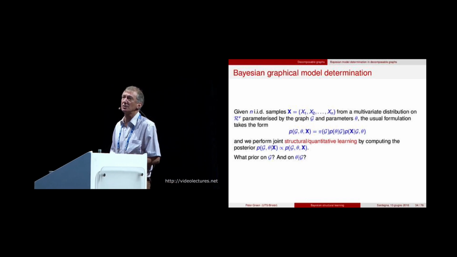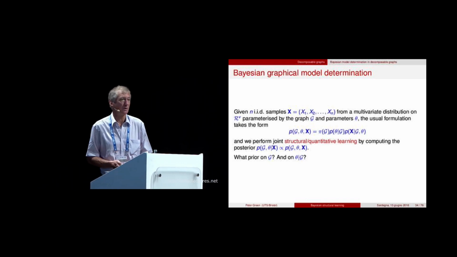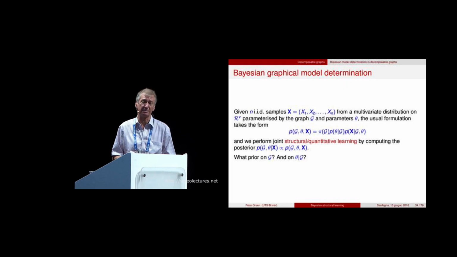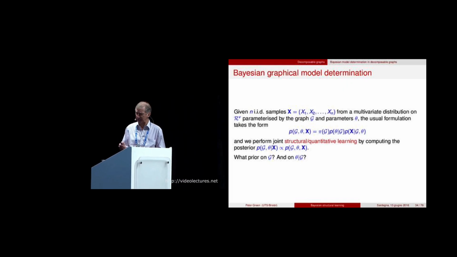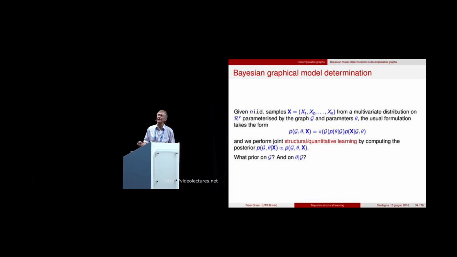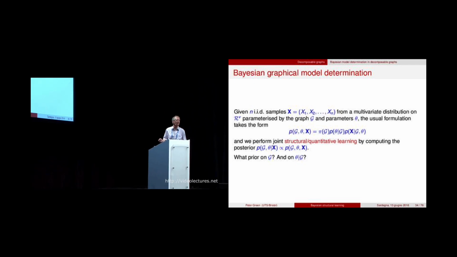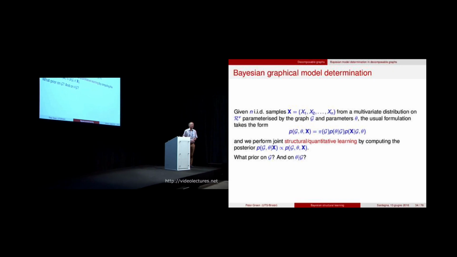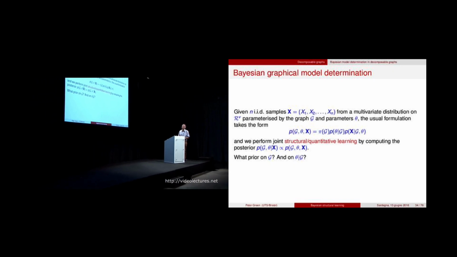And of course, we then have issues about our choice of prior for the graph and our choice of parameter priors. It's very commonly going to be the case, just to emphasize this, that when you change the graph, completely different parameters will be needed. Typically, the denser the graph, the more parameters are involved.